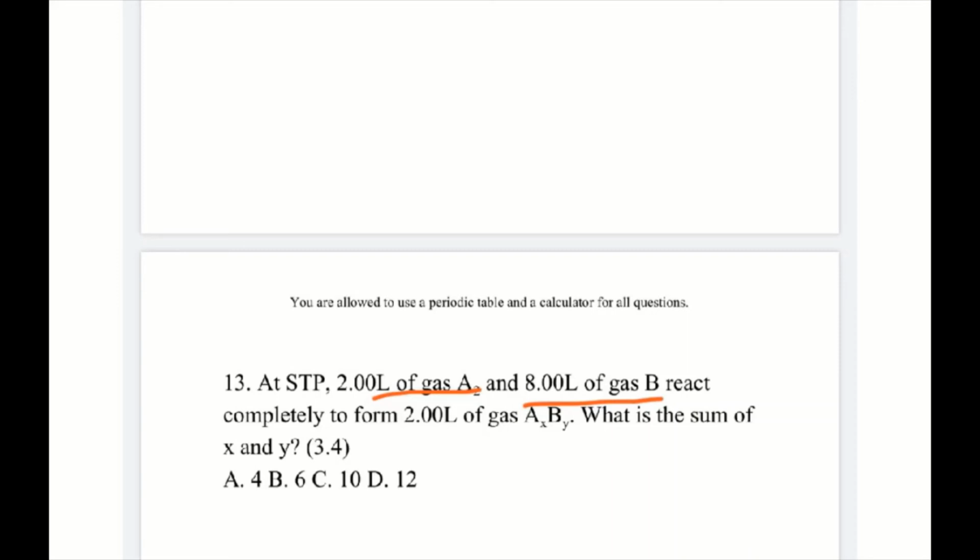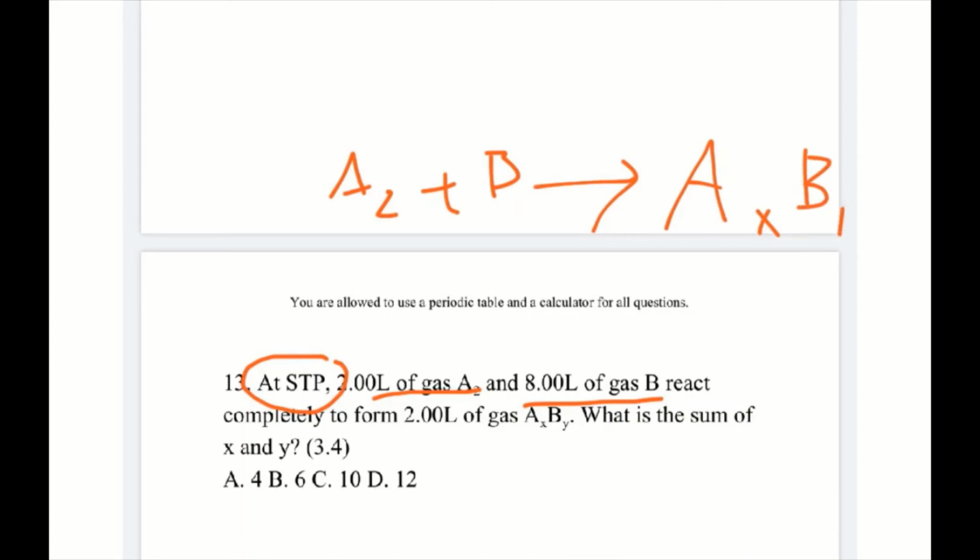What is the sum of X and Y? Now this is a very odd question, but we'll figure this out. So remember how at constant temperature and pressure, such as in STP conditions where the temperature and pressure are constant, we can read reactions in terms of liters. So let's write a reaction. A2 plus B becomes AXBY.